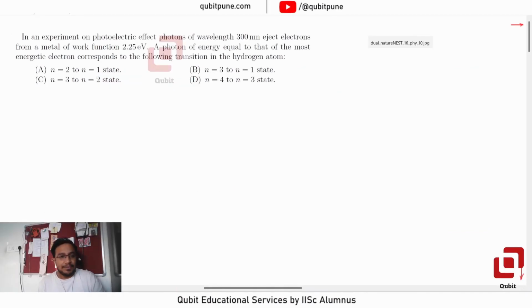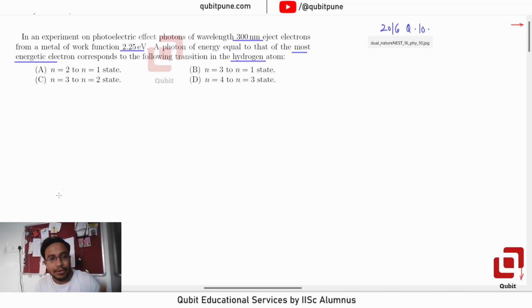This is a dual nature MCQ from NEST 2016, question number 10 from that PDF. In an experiment on photoelectric effect, photons of wavelength 300 nanometer eject electrons from a metal of work function 2.25 electron volts. A photon of energy equal to that of the most energetic electron corresponds to the following transition in the hydrogen atom: N2 to N1 state, N3 to 1 state, N3 to 2 state, N4 to 3 state.